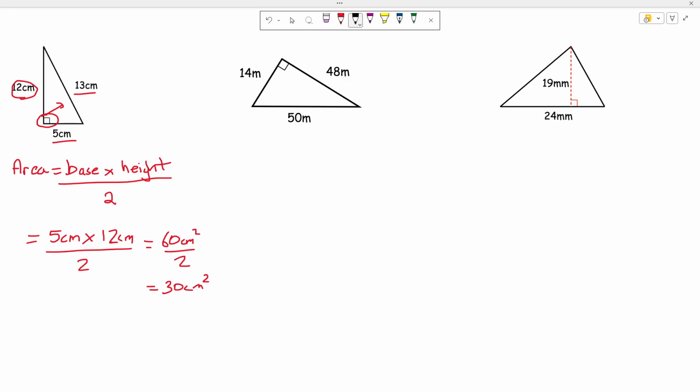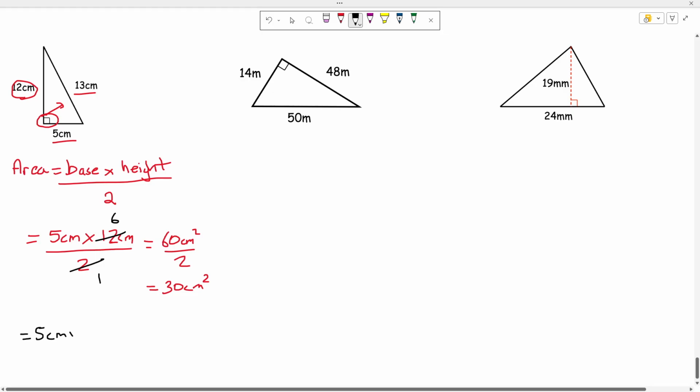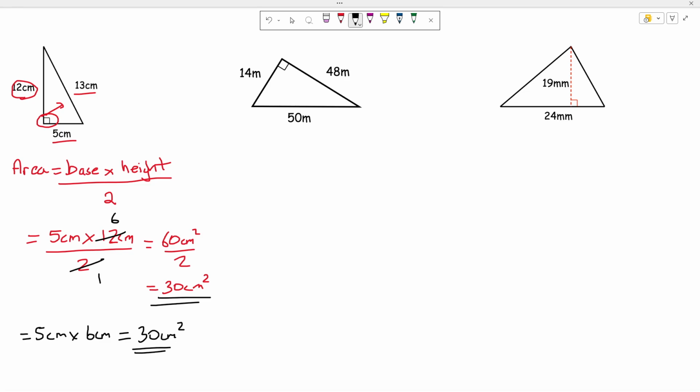All right, now let me use another color. So let's say we simplify it first. We know 2 and 12 can simplify, right guys? So 2 will change to 1 and 12 will change to 6. So what do we have left? We have 5 cm times 6 cm, which is also 30 cm². All right guys, so whichever method you use, the answer will always be the same.